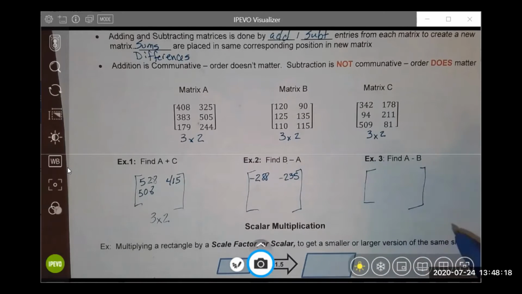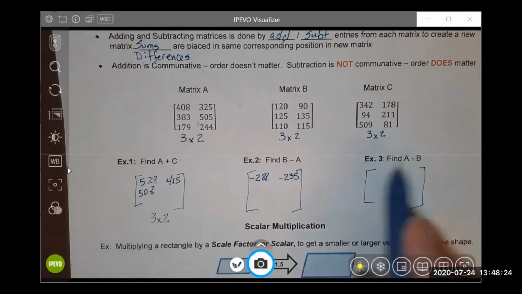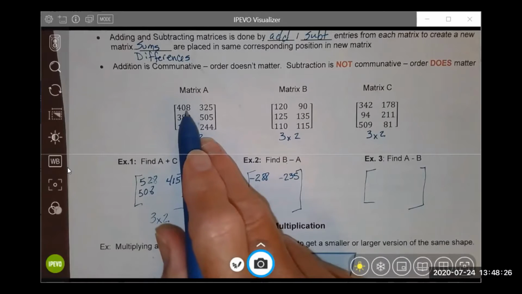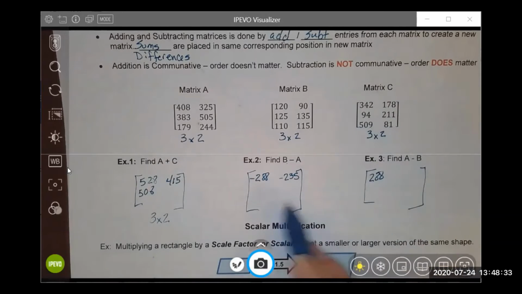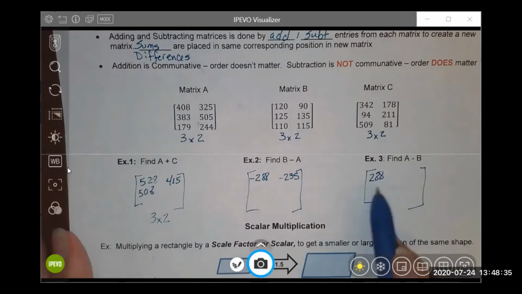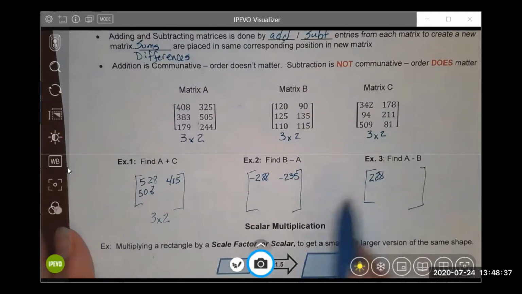When I say that the order completely matters, it does, and here's an example of that. If I subtract A from B, then this time I'm taking 408 and I'm subtracting 120, and that gives me a positive 288. And so you can see there's a marked difference. I'd rather have $288 than to owe $288. So order completely matters.